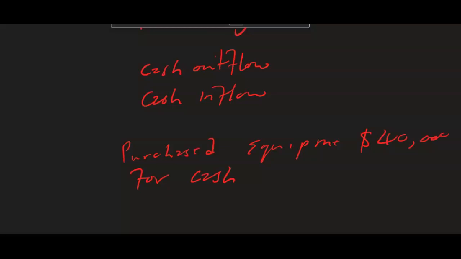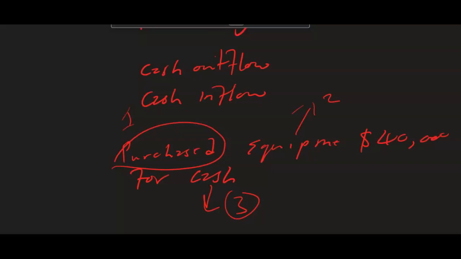Now, let us look at certain important things from just this statement. Is it a 5 or 6 worded sentence? Purchased, one; equipment, two; for cash, three. Okay? You've purchased equipment for cash. Purchased. Let's not even go into deep terminology.